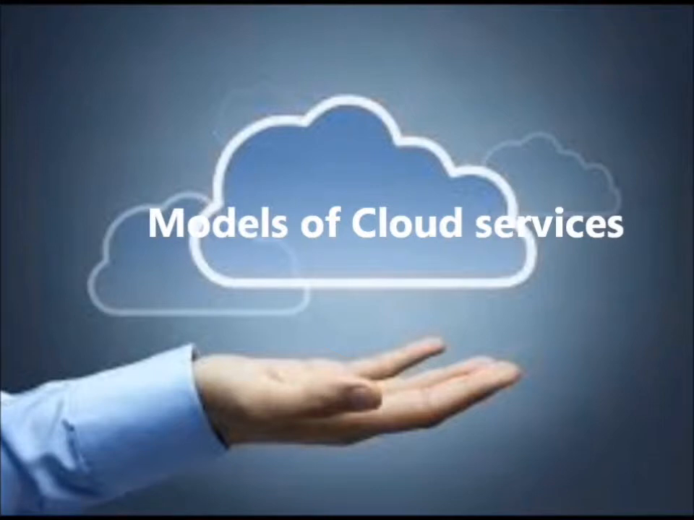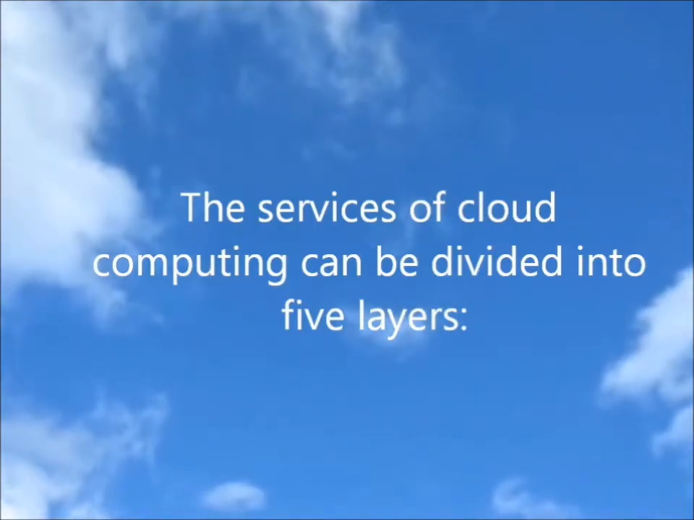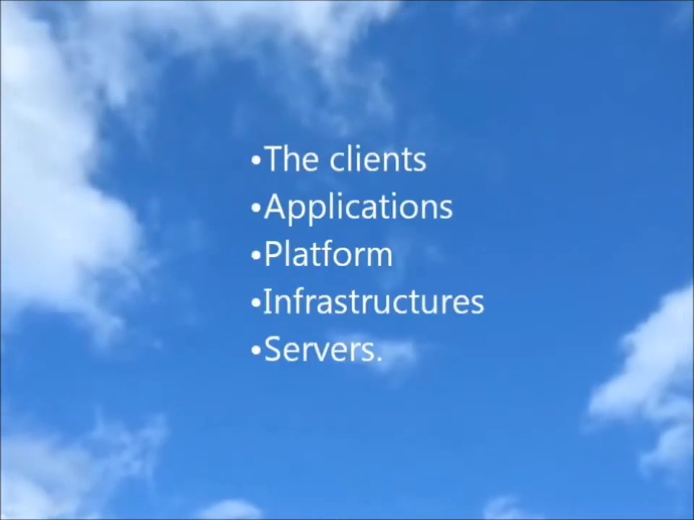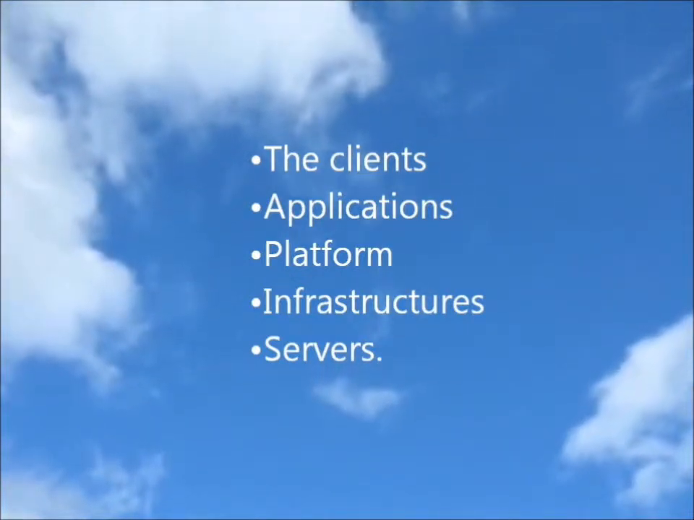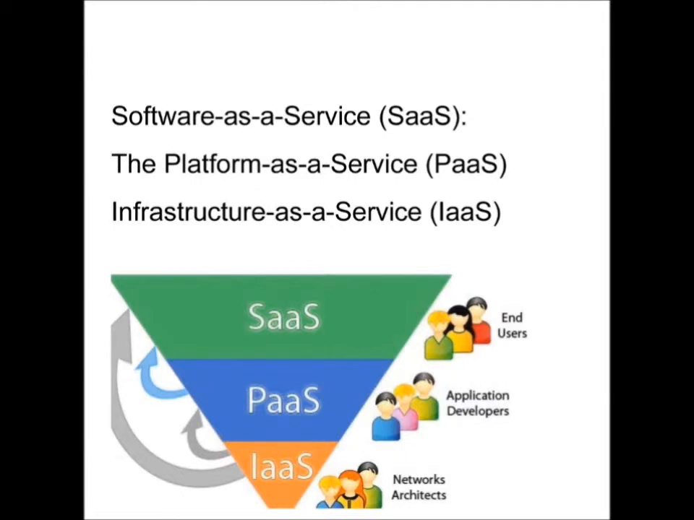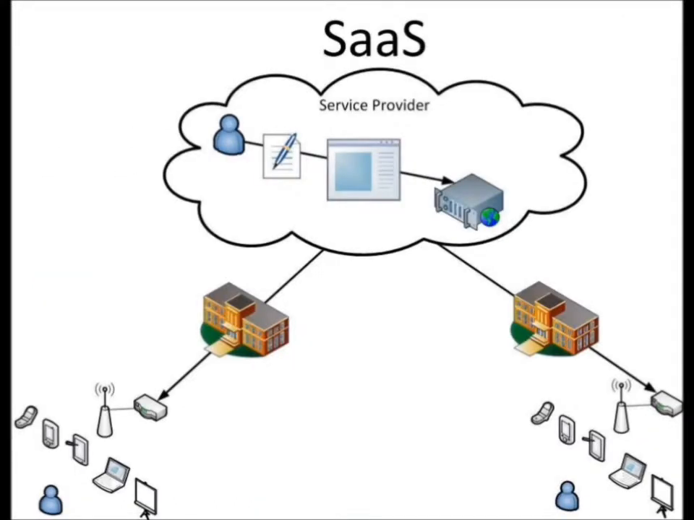The services of cloud computing can be divided into 5 layers: the client, applications, platform, infrastructures, and servers. The 3 most common services currently in use are software as a service, SaaS, platform as a service, PaaS, and infrastructure as a service, IaaS. Software as a service is where software is deployed over the internet or run in a local area network. This model is popular in Salesforce automation and in customer relationship management, the CRM.